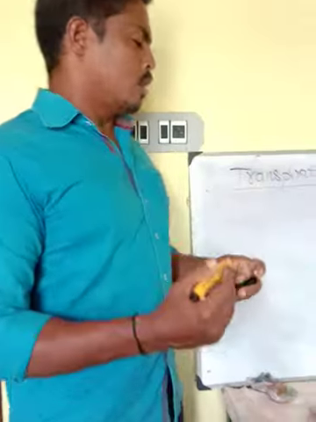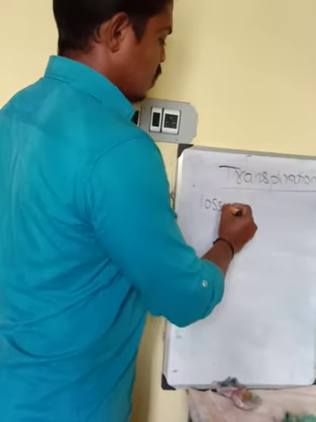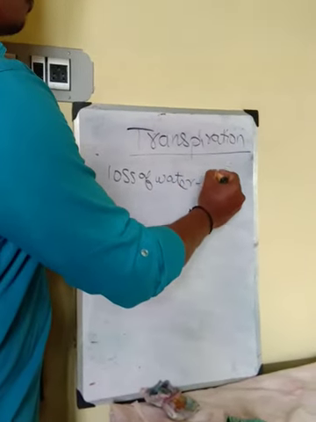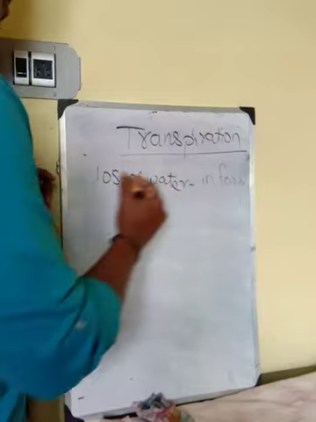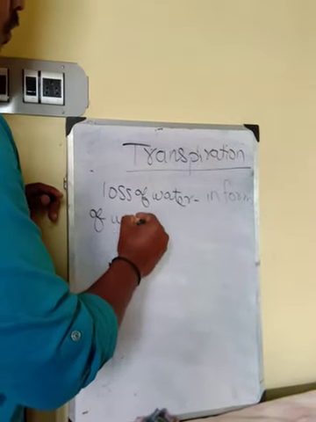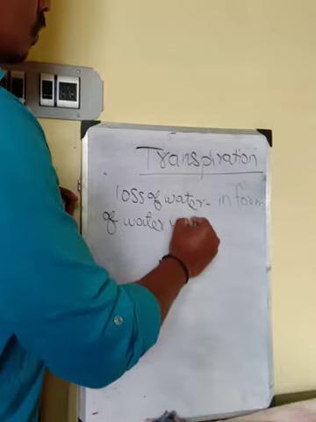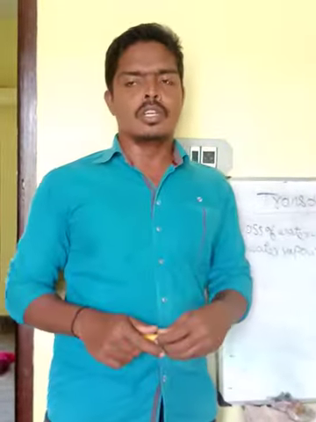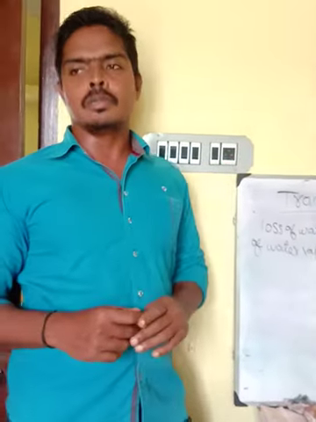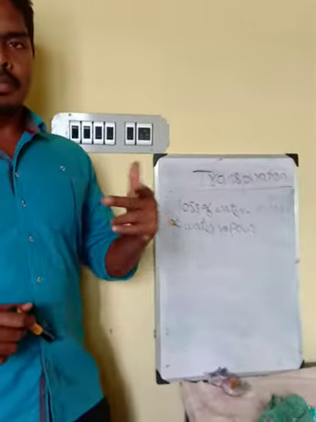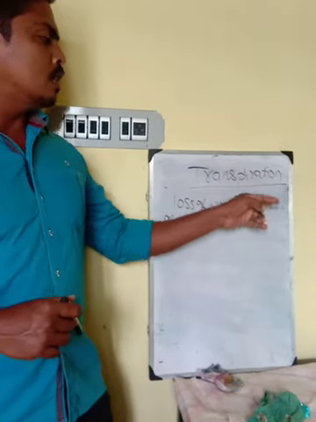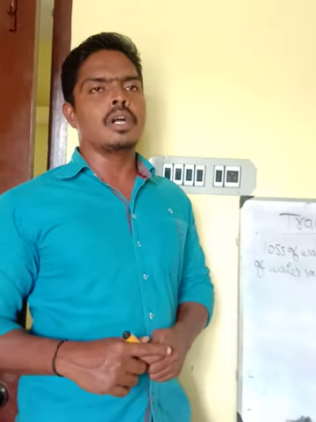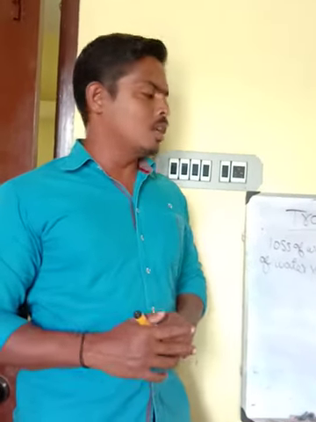the plant. So transpiration is loss of water in the form of water vapor through the aerial part of the plant. This is the exact definition for transpiration. Once again, transpiration means loss of water in the form of water vapor through the aerial part of the plant. Aerial part means the part which is above the soil.